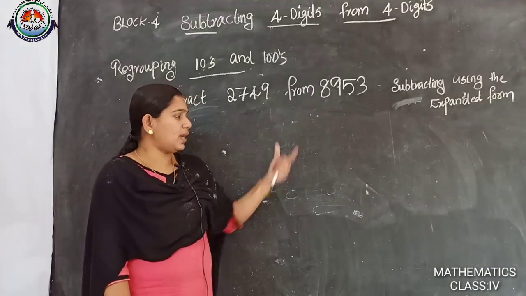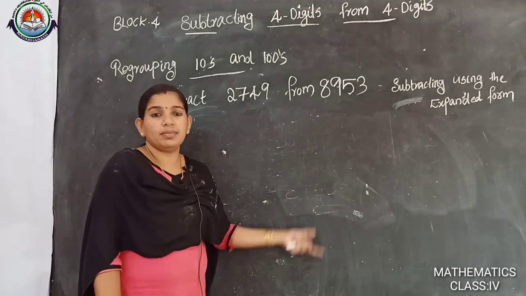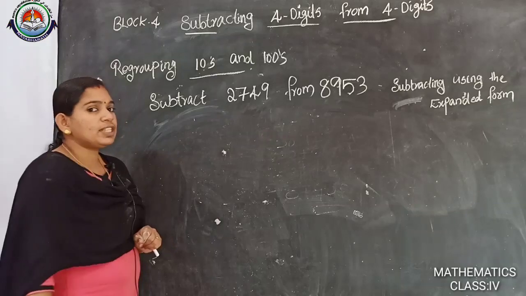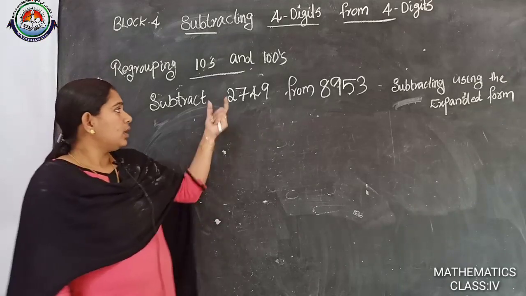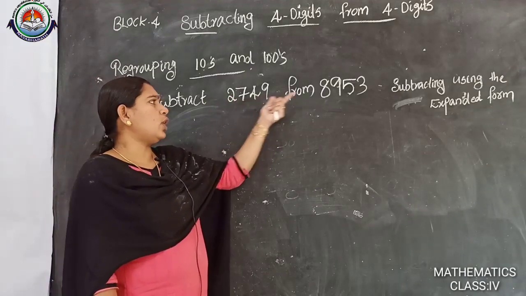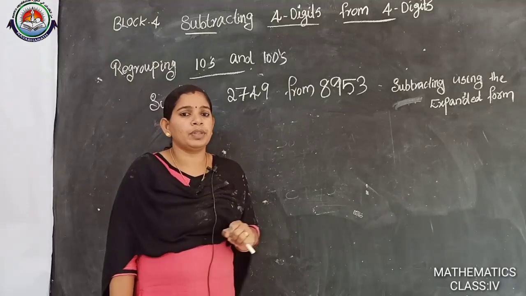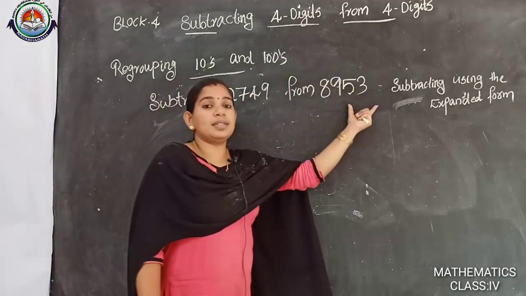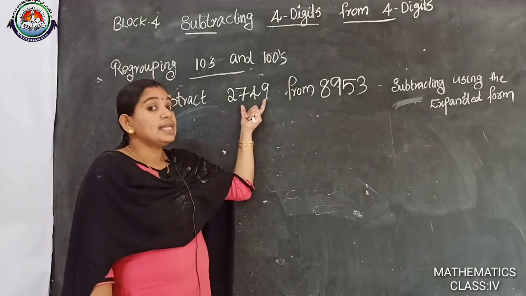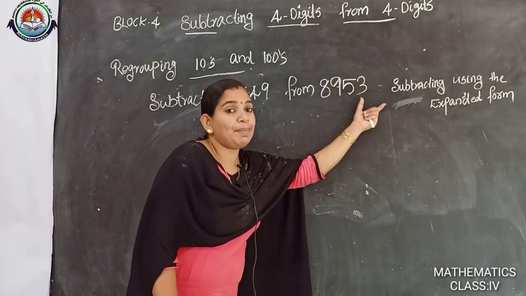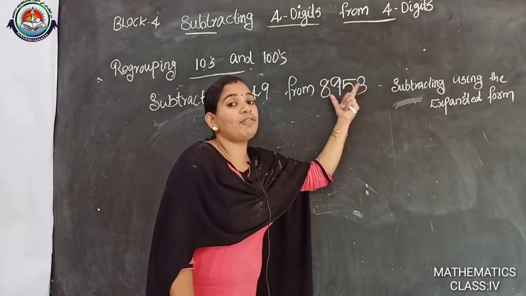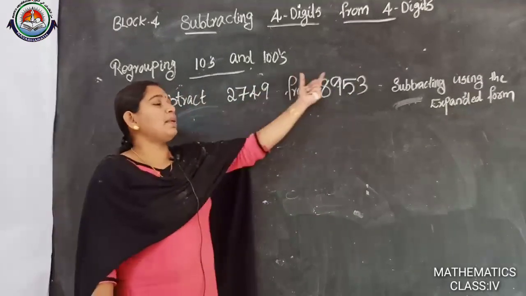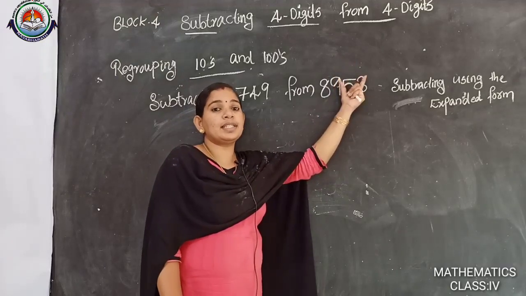Expanding and subtracting is a very lengthy method, so we are using the column method. Which number do we write first, 2,749 or 8,953? This number is subtracted from this number, so we write this one as the first number.